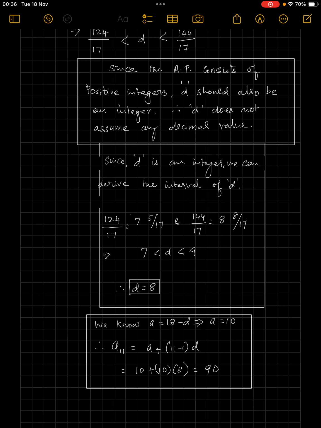Since we know d is 8, automatically we know a is 10, and since we know the values of a and d, we know the 11th term is equal to a plus 10d, which is equal to 90. So we have come to the end of the problem. It's quite simple, but they will introduce some little tricky things. So next problem we will solve, again on arithmetic progression, which will have a higher difficulty level.